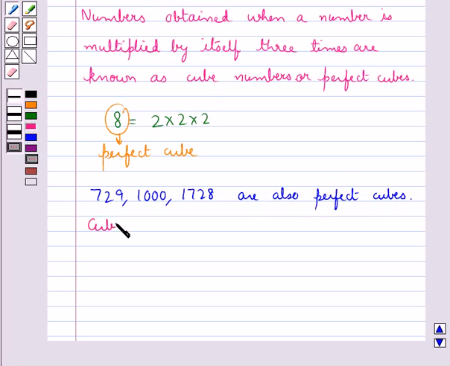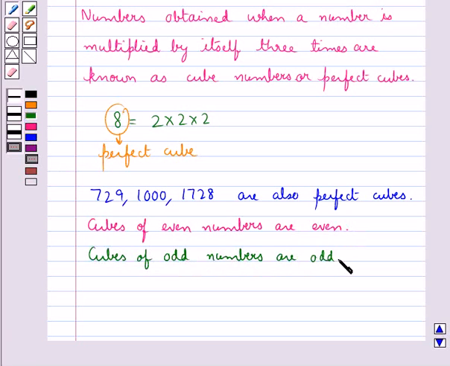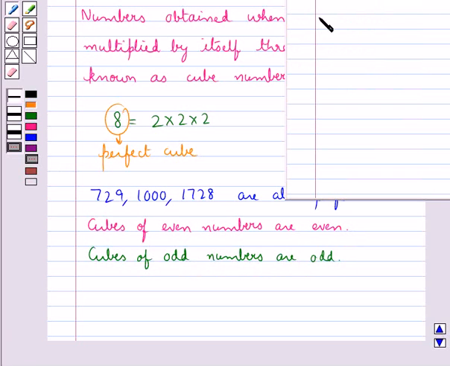Then we have cubes of even numbers are even, and cubes of odd numbers are odd. For if you consider the even number 4, now its cube is 64, which is also even. Thus we say that cube of even numbers are even. Now let's consider odd number 5. Its cube is 125, which is odd. Thus we have cubes of odd numbers are odd.